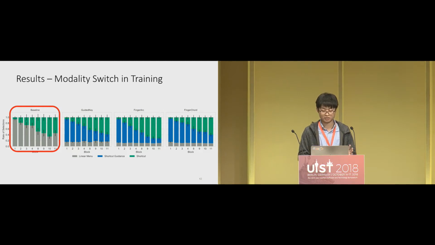From modality switch, we see from baseline, users start with linear menu, the gray bar, a lot, and then they gradually decrease to switch to using keyboard shortcuts, the green bars, but stabilize at around 50% to 60%.